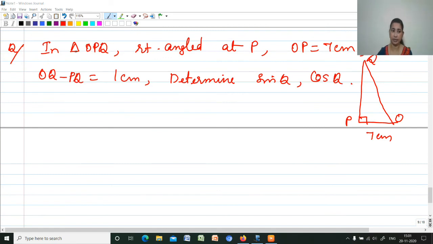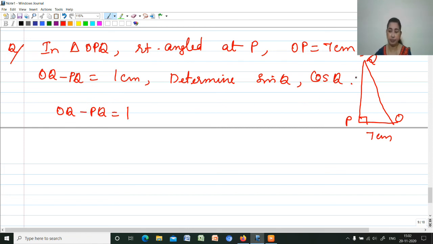Now next question. In triangle OPQ, right angled at P, OP is equal to 7 cm, OQ minus PQ is equal to 1 cm. Determine the values of sin Q and cos Q. So it is right angled at P, one side is 7 cm. We have to find out what is sin Q and cos Q. So given here OQ minus PQ is equal to 1.